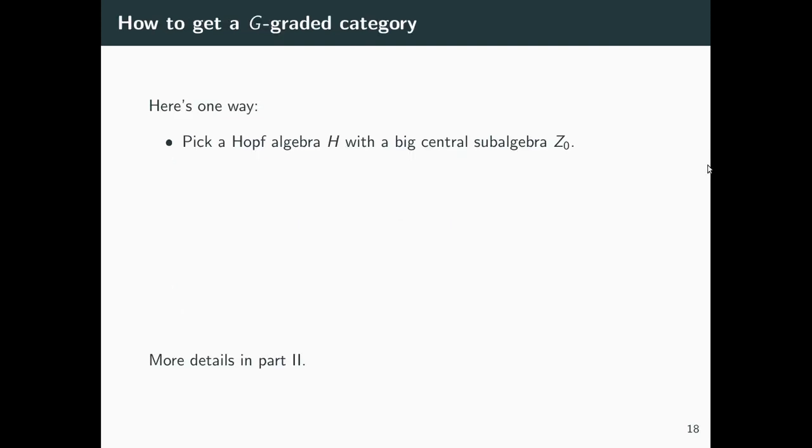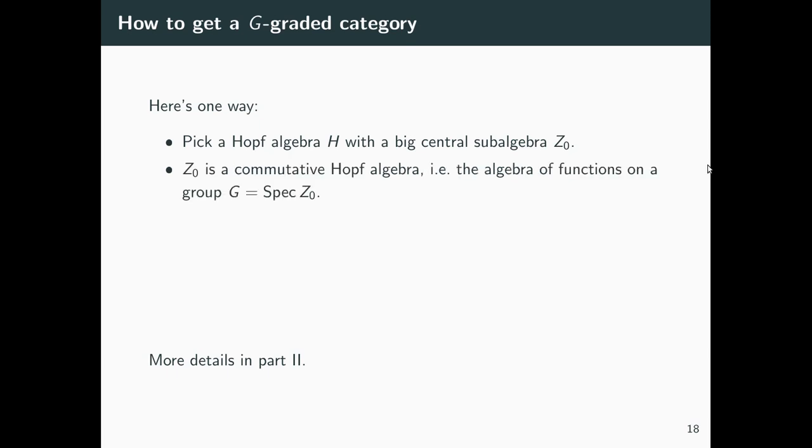And here is very briefly one way to get such a category, just as an idea of how to do it. If you want more details about this, you should watch part 2 of this talk. So pick your Hopf algebra H, and you want it to have a big central subalgebra Z naught. Since Z naught is central, it's a commutative Hopf algebra, which means that it's an algebraic group, as in it's the algebra of functions on a group. Closed points of that group G are characters, algebraic maps from Z naught to C.